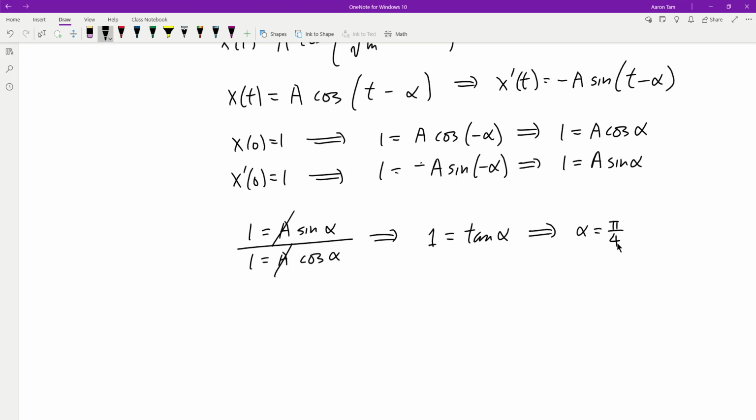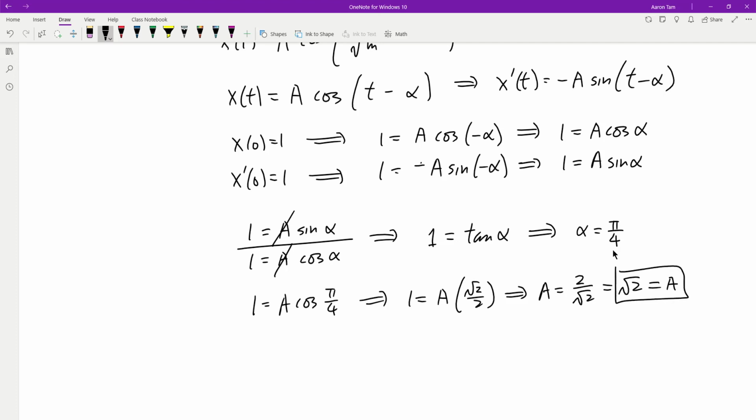Now that we know that, I can now try to find a. To find a, it's pretty easy. I just plug alpha into either one of these equations. So 1 equals a cosine pi over 4. Cosine of pi over 4 is radical 2 over 2. So therefore 1 equals a times radical 2 over 2. If I divide to the other side, a would equal 2 over radical 2, which is actually radical 2. And so now we have our answer. Our answer is x of t equals radical 2 cosine t minus pi over 4.